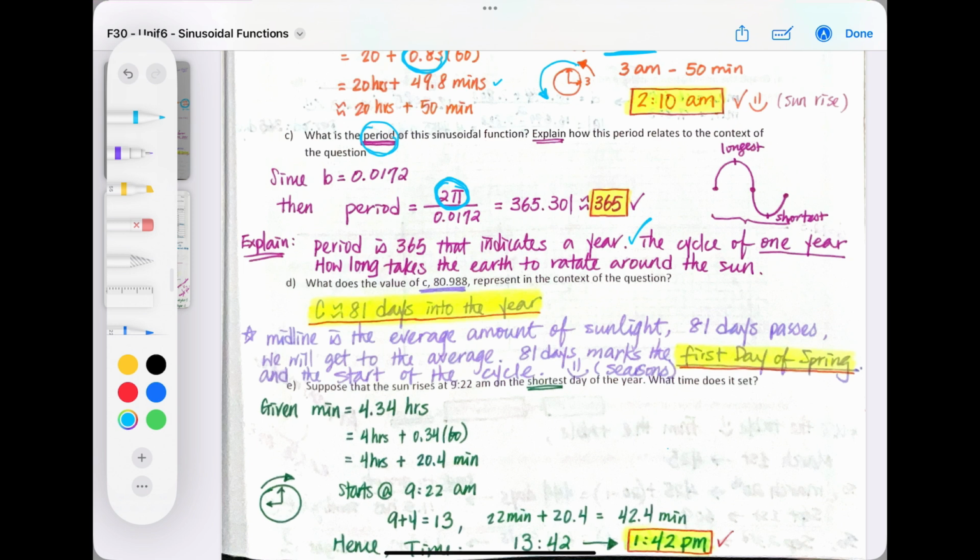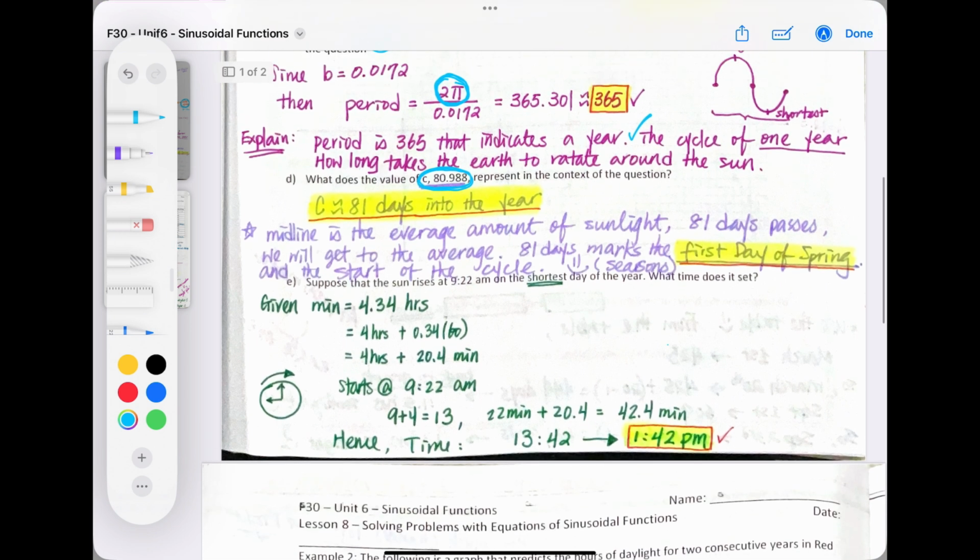Okay. So come to the C value. The C value tells me to the left or to the right. At this moment it is rounded up to 81. So this tells me it's the 81st day into the year, which marks the first day of spring. And this is the beauty of using a real-life application to link with the knowledge of math.